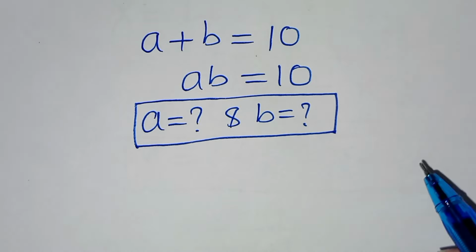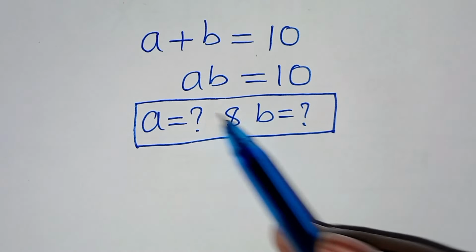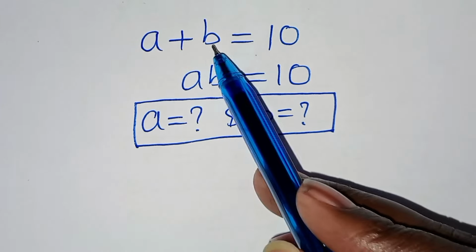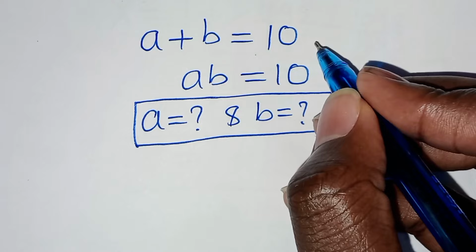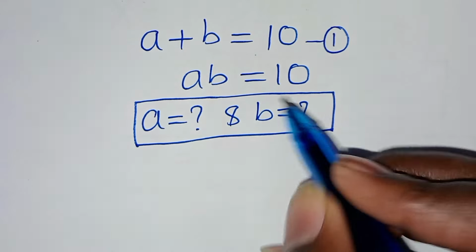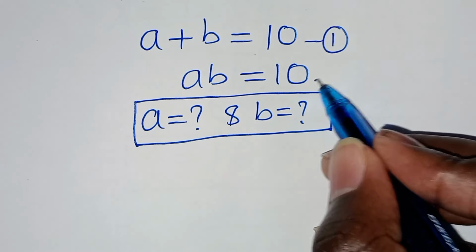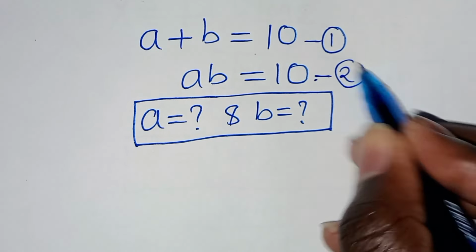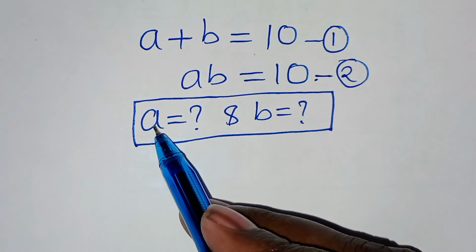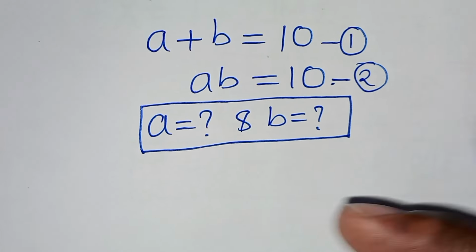Hello everyone, you're welcome to solve this nice algebra problem. a plus b is equal to 10. Let's call this equation 1. a times b is equal to 10. Let's call this equation 2. So what is the value of a and what is the value of b?